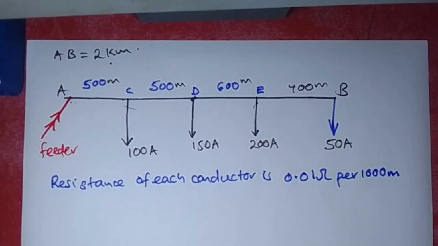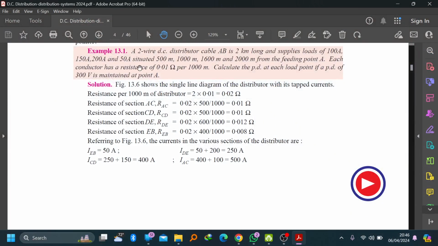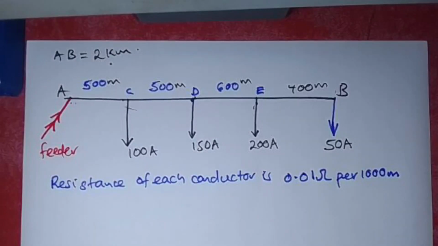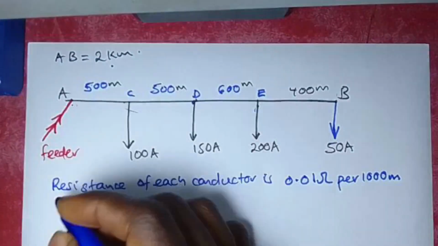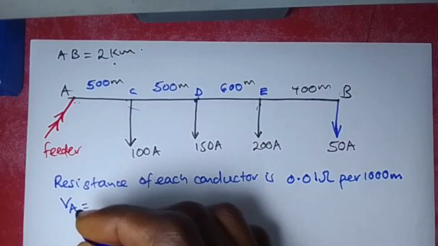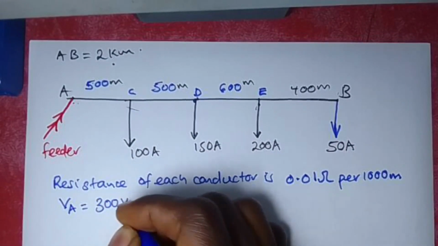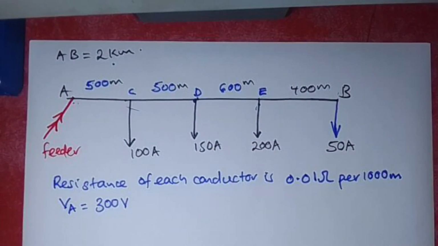They want us to calculate now the last part of the data provided here. They want us to calculate the PD at each load point, if a PD of 300 volts is maintained at point A. So if this is my point A and the voltage at point A, VA, is equal to 300 volts, they want me to calculate the voltages at each particular point.